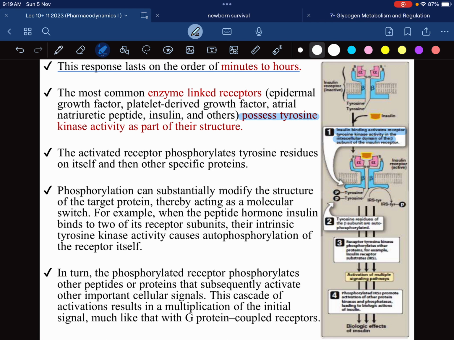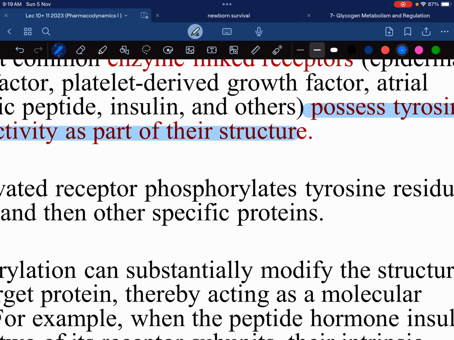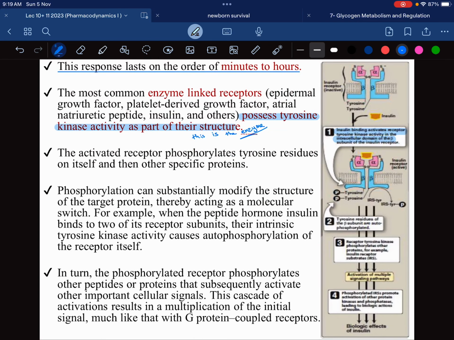This is the enzyme. We said this is an enzyme linked to the receptor. This is the receptor, and the enzyme is tyrosine kinase linked to that receptor, and when it is activated. This is the inactive receptor. There are two alpha subunits and two beta subunits, and it's linked to tyrosine kinase.